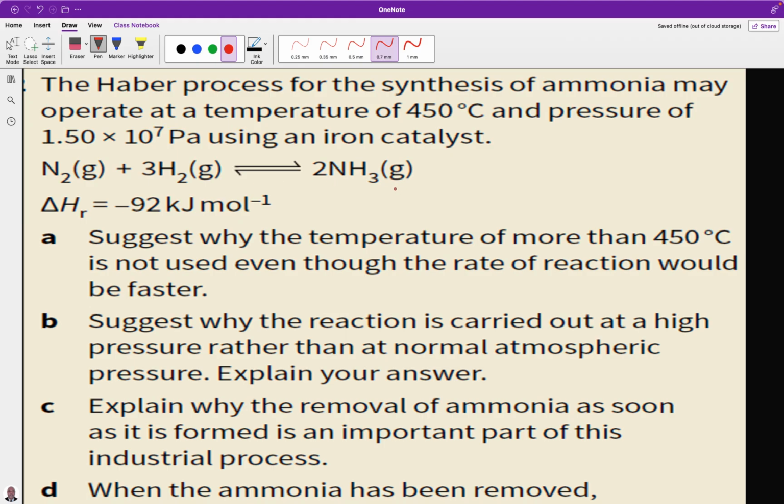So our reason why it is carried out at high pressure is because at high pressure, more ammonia will be formed. At high pressure, more of the nitrogen and the hydrogen will combine in the formation of ammonia. High pressure favors the production of more ammonia. So equilibrium is from left to right.